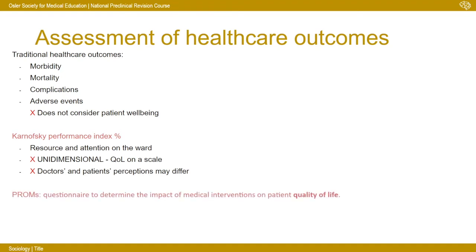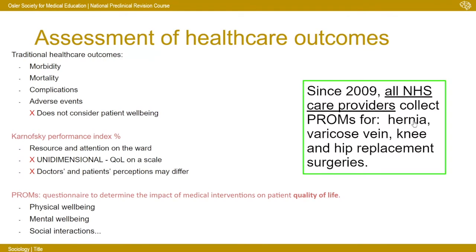So what is used now very often is the patient-reported outcome measures. These are questionnaires which determine the impact of medical interventions on the patient's quality of life. They would assess things like physical well-being, mental well-being, and social interactions. So it's a very multidimensional assessment of the patient's state. This has been used very effectively. So since 2009, for example, all NHS care providers have to collect the PROMs for hernia, varicose vein, knee, and hip replacement surgeries. And it's used in many other domains as well.